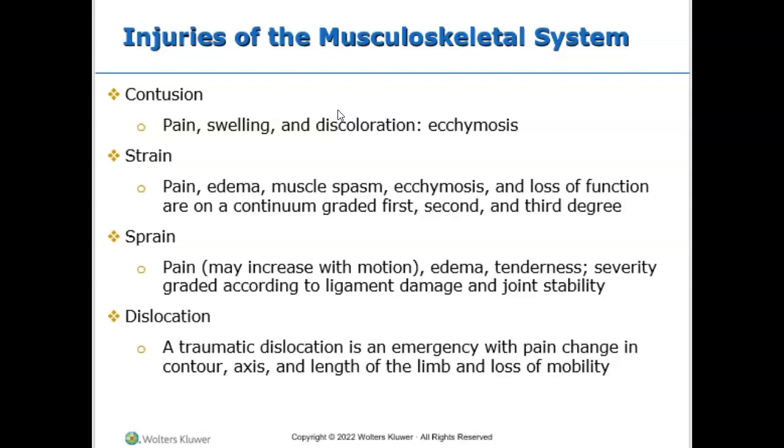Sprain is injury to ligaments and the supporting muscle fiber around a joint. Causes all the things you see there. It can take longer to heal because ligaments take longer to heal. They don't have the vasculature that you would see in muscle or in bone.